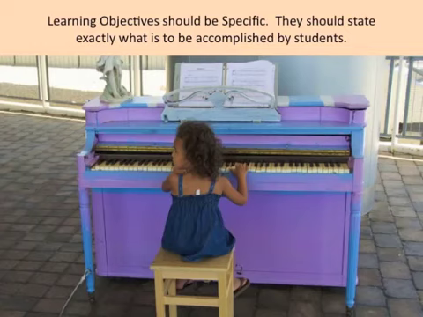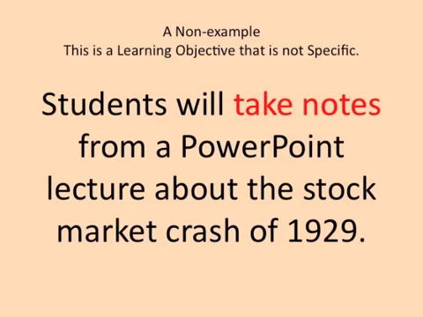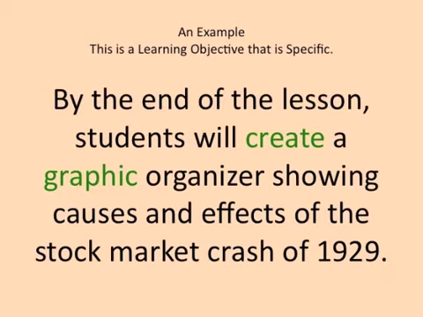Learning objectives state the expected outcomes simply, concisely, and as explicitly as possible. They should state exactly what is to be accomplished by the student. This objective is not specific, since taking notes is just an activity and has little potential for learning. This example of a learning objective that is specific shows the action that a student will take to demonstrate learning. Creating a graphic organizer is the act of the student and will show the student's learning.